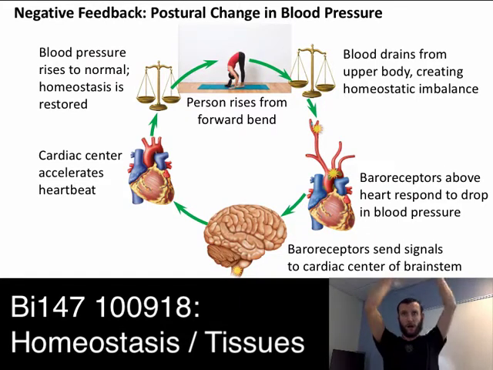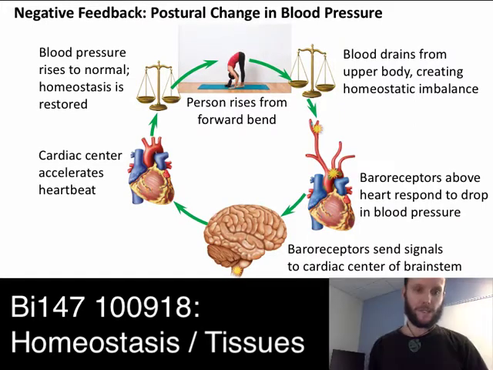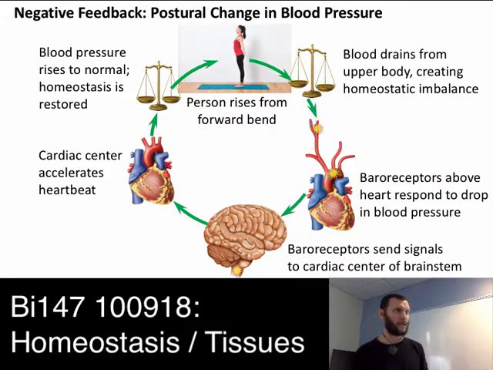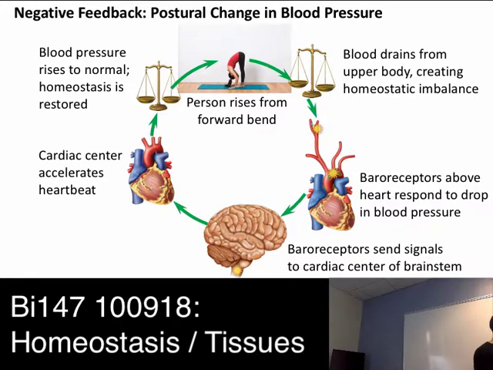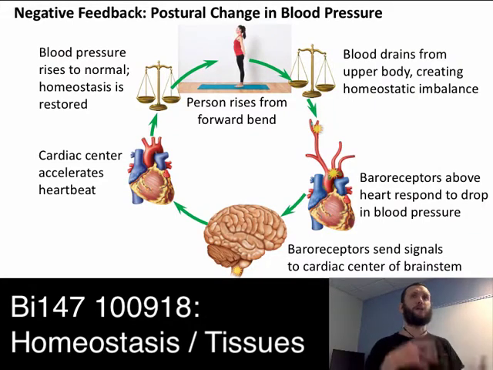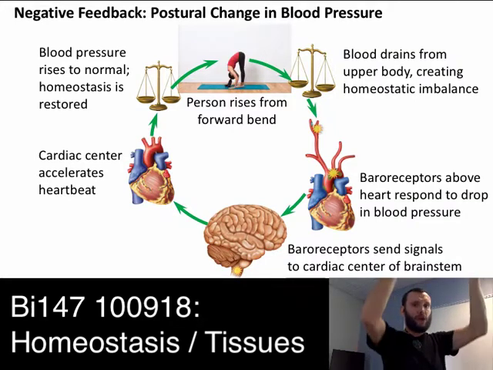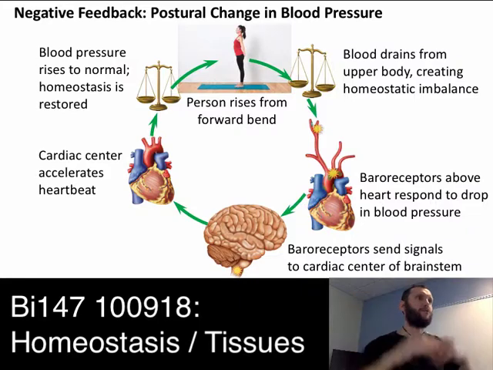They send a signal upstairs to the brain that says, uh-oh, blood pressure dropping. The cardioregulatory center of the brainstem says, okay, let's kick it up a notch, and it puts it into second or third gear and sends a signal down to the heart. And it begins accelerating the heartbeat. As soon as the heartbeat accelerates, it brings the blood pressure back up to where it's normally supposed to be.